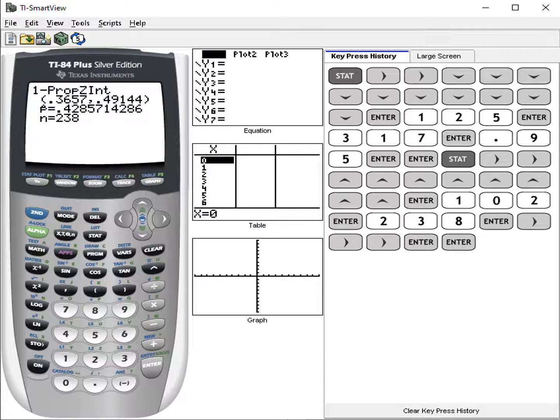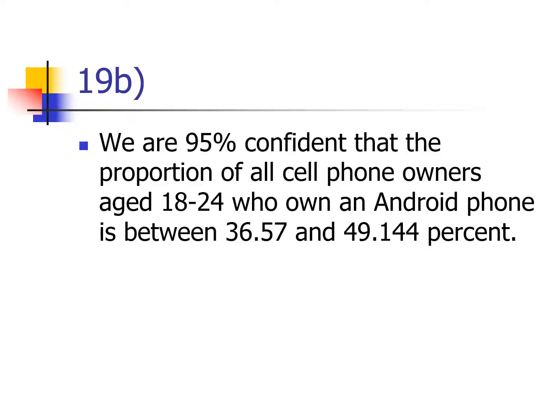So we would be justified in saying, well, I think that the percent of all 18 to 24-year-olds that have an Android phone is less than a half. I don't know exactly what it is, but my entire confidence interval is less than 0.5, so I feel pretty confident in saying that I think it's less than a half. So that's the translation.